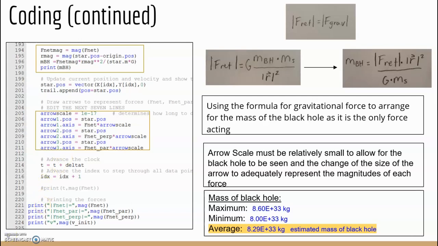For the error scale, I made it relatively small to allow for the black hole to be seen in the computational model, while still representing the magnitudes of the net force components at different locations.